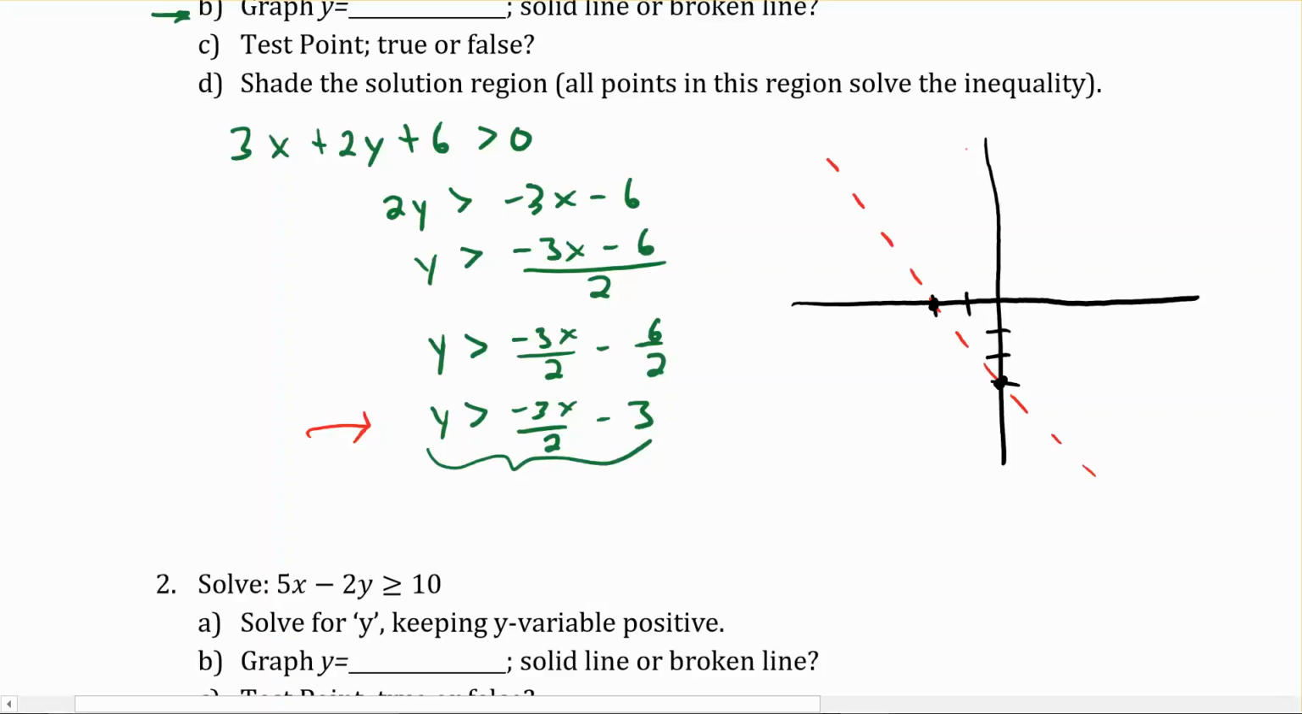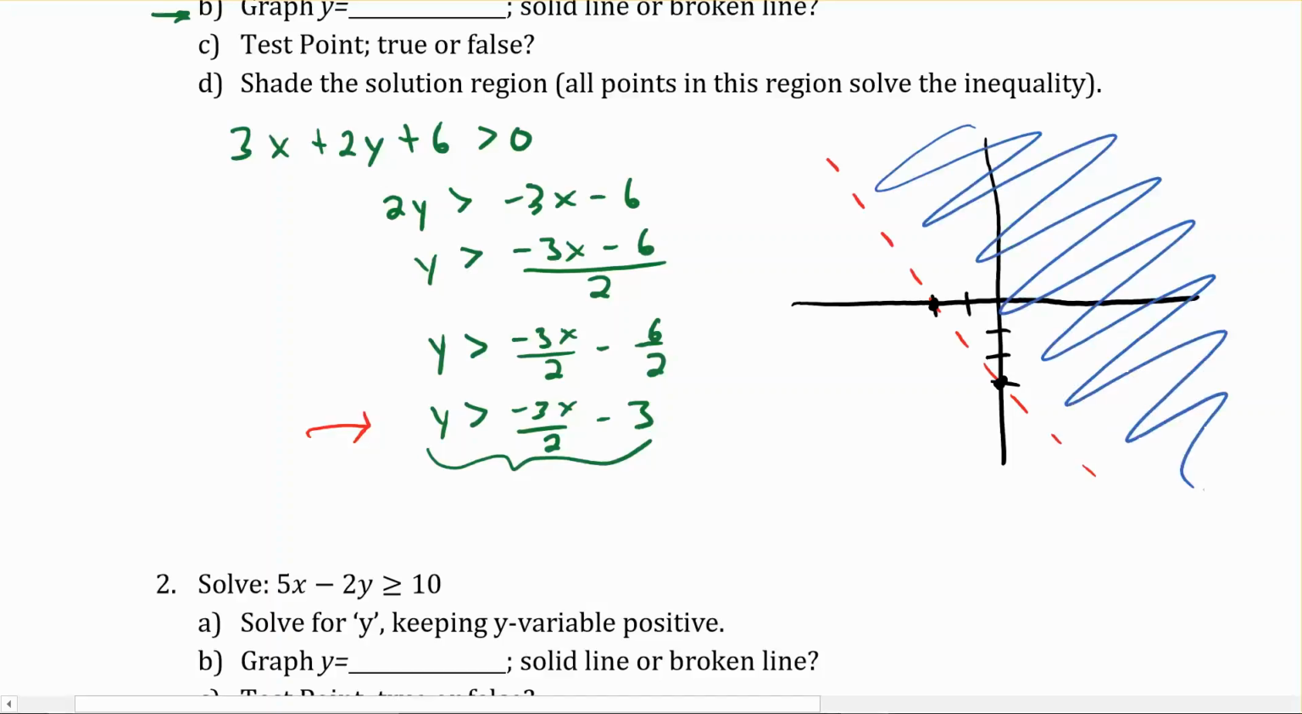So y is everything over here. I know it's a little bit different and maybe a little strange to get used to, but that's what inequalities are saying. They're not saying that it's a line, like following that line. It's saying it's everything above that line.